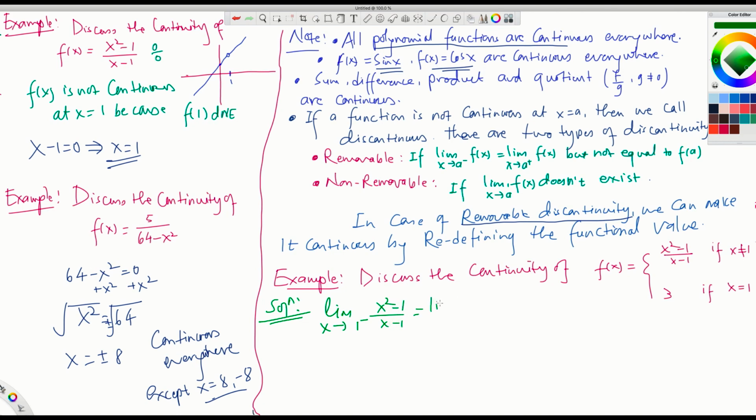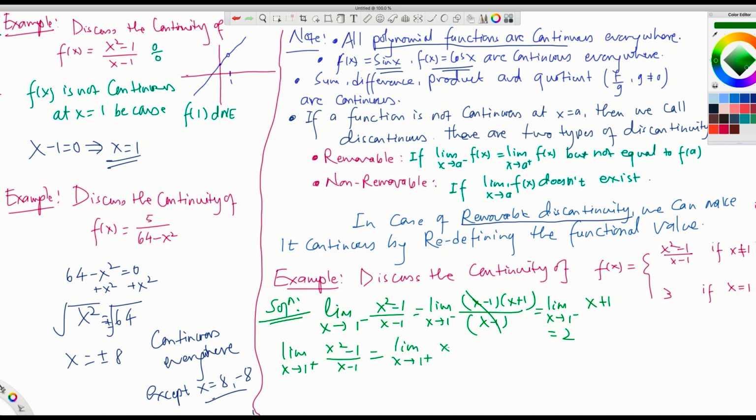Okay, what you do is limit x tends to 1 minus. So get the factors of the top, x minus 1, x plus 1. These are the two factors over x minus 1. So you got the same factor on the top and bottom. You cancel that out. What is left is x plus 1, right? Limit x tends to 1 minus x plus 1. Although it is 1 minus, you just plug in 1. So you got 2. So the left limit is 2. How about the right limit? Limit x tends to 1 plus x square minus 1 over x minus 1. You do exactly the same thing and then get limit x tends to 1 plus and then x plus 1, right? When you plug in, you just plug in 1, so that is 2.